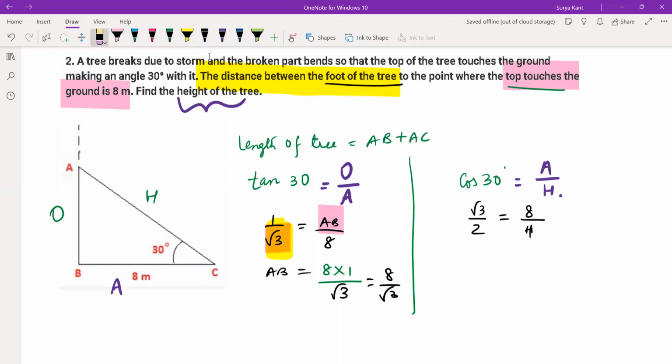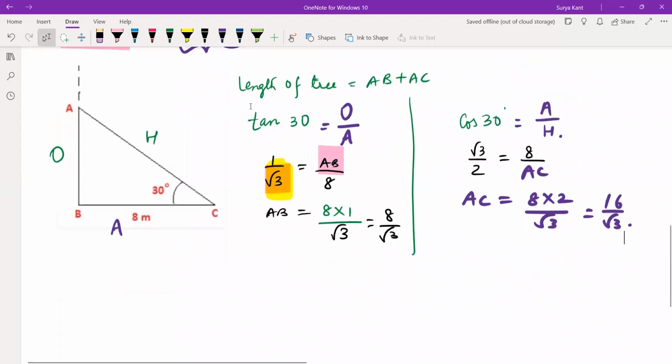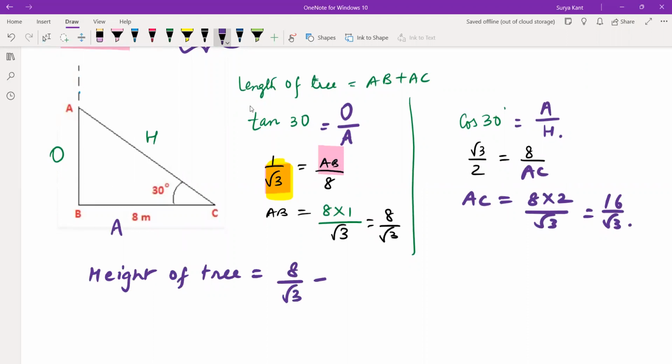H, we just write the value over here. That is nothing but AC. So AC is equal to 8 into 2 divided by root 3. So we'll write here 16 by root 3. Now we have to add both. So height of the tree is equal to 8 by root 3 plus 16 by root 3. So it'll come 24 by root 3.